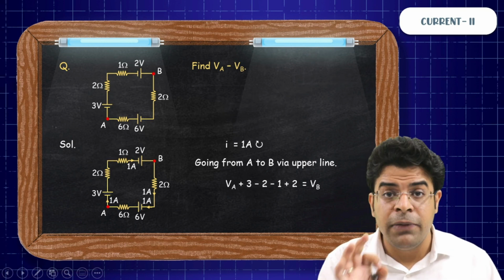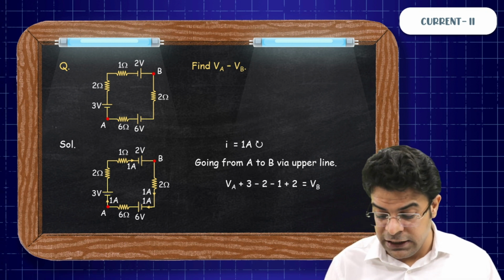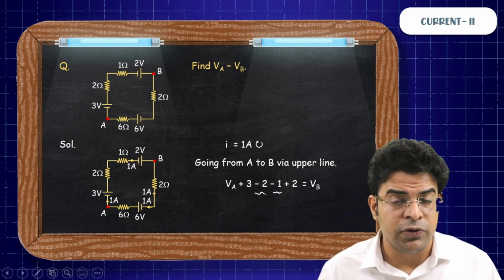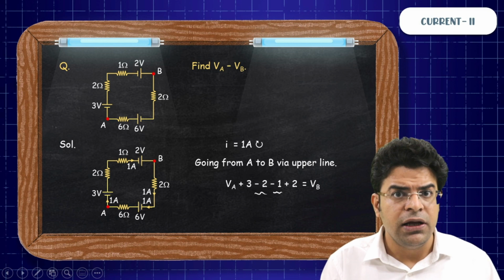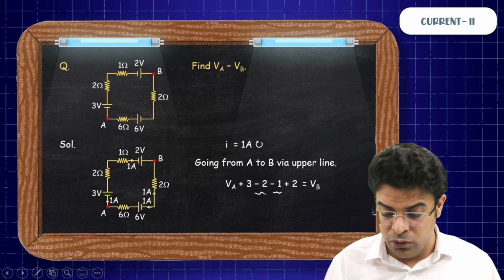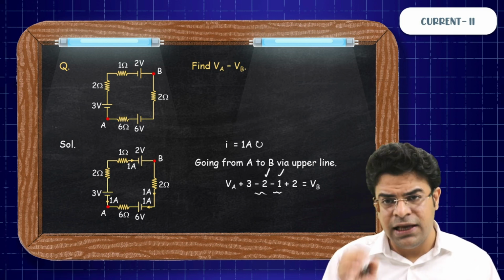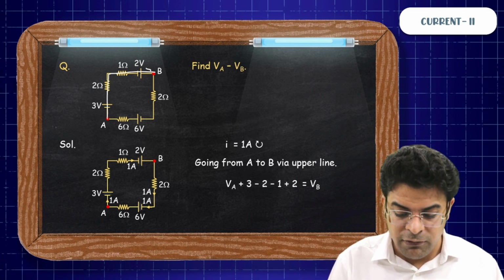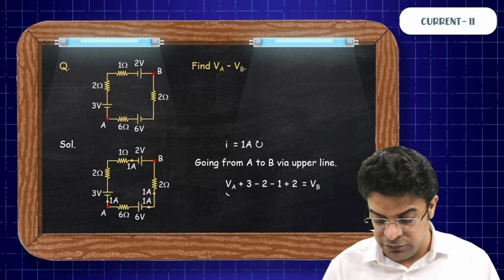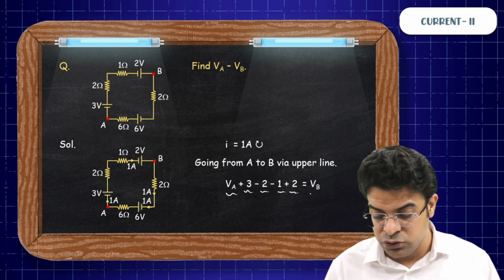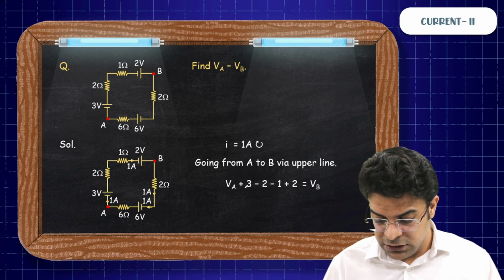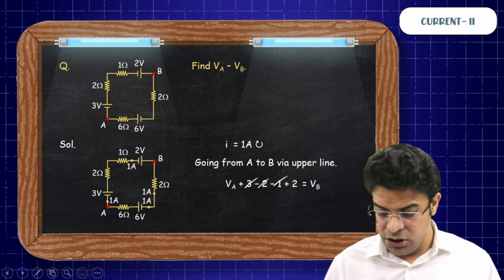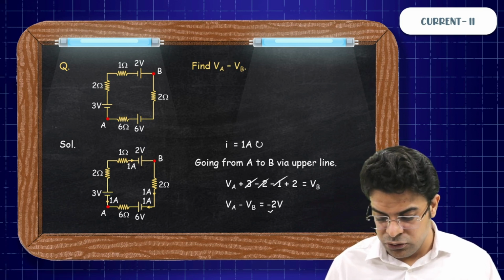I know that many of you find problem when I jump across the resistor. Have faith, I have done it right, and try to do it on your own and think over it. Why has he written minus? Why not plus? So going from A to B via the upper line, I can make the equation VA plus 3 minus 2 minus 1 plus 2 equals VB. Hence, this 3 minus 2 minus 1 gets cancelled. So you get VA minus VB equals minus 2 volt.